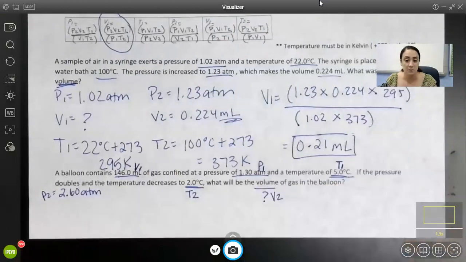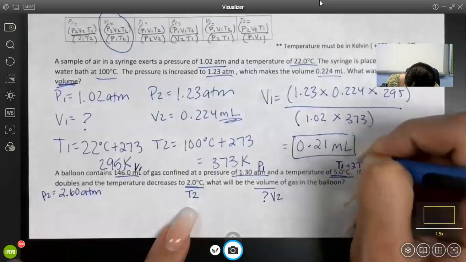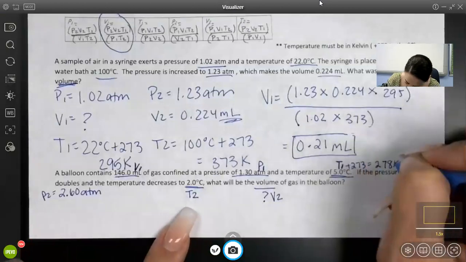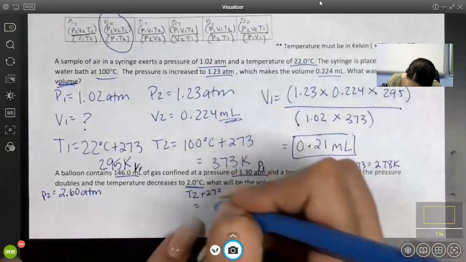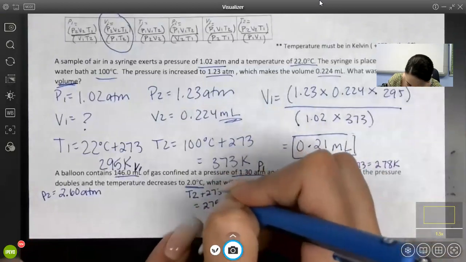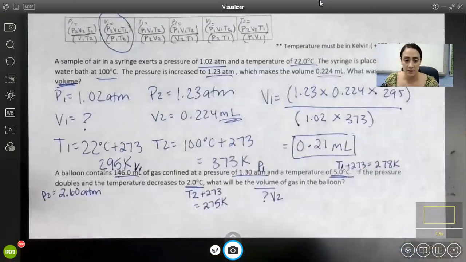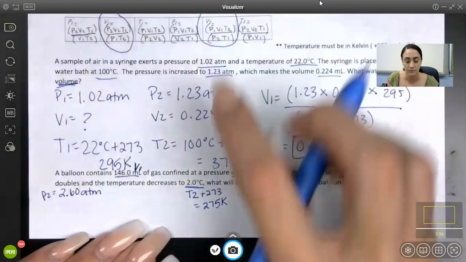Now we can't leave our temperatures as 5 and 2. Okay, so we need to add 273 to that, and that's going to make it 278 Kelvin. And if we add 273 to this temperature, it's going to be 275 Kelvin. Now that we have everything labeled, we are looking for volume 2. We're going to use this equation right here.